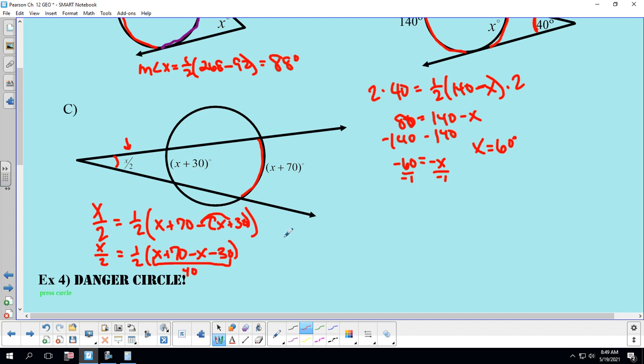Half of 40 is 20. So we get x over 2. 1/2 times 40 is 20. To solve for x, we need to multiply both sides by 2. And x is equal to 40. Well, that was some fun distributing algebra review.